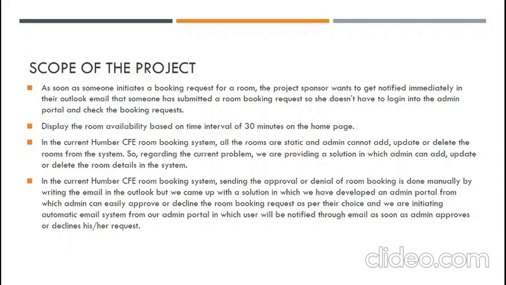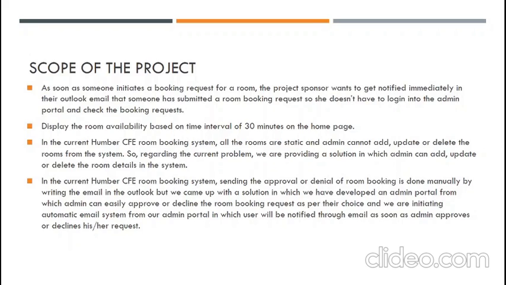The second scope was that she wants to display the room availability on the home page in time intervals of 30 minutes. We completed that task, and we displayed a specific design on the home page that represents the room availability of each room according to 30 minutes time intervals. The third scope was that in the current Humber room booking system, all the rooms are static and the admin cannot add, update or delete rooms from the system, because the system as designed doesn't allow any admin to add a specific room and its details, or delete a room from the system. We have also solved that problem.